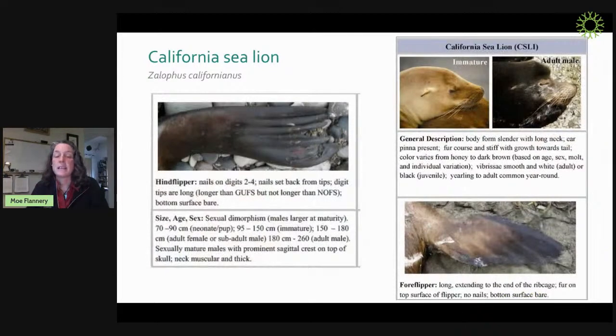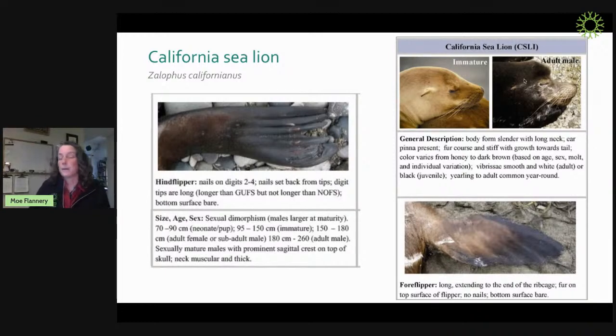And you can see the dog-like face here. This is an immature. So an immature male can often look like an adult female. An adult female would look similar to this immature male, with that nice dog-like face. And then here is the adult male. The adult males have a sagittal crest, which I'll show you a little bit more. And there is quite a bit of sexual dimorphism in the face of an adult male and an adult female.